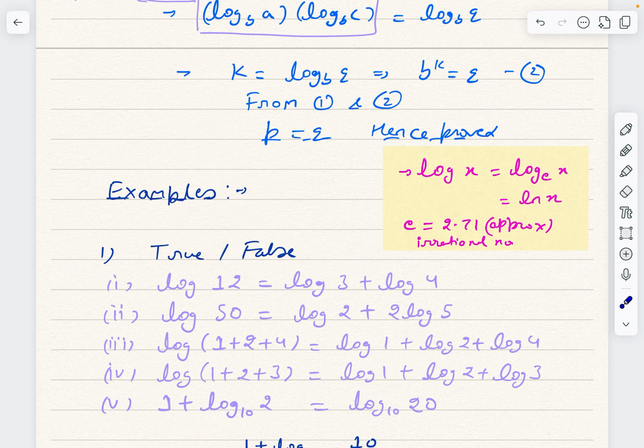You can pause and give it a try. Let us start this question. The first is true, second is also true, third is false, fourth is true, fifth is also true.